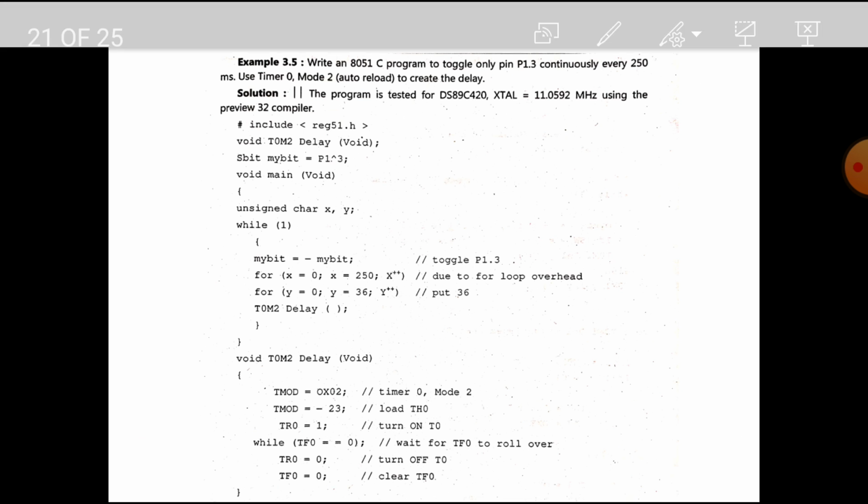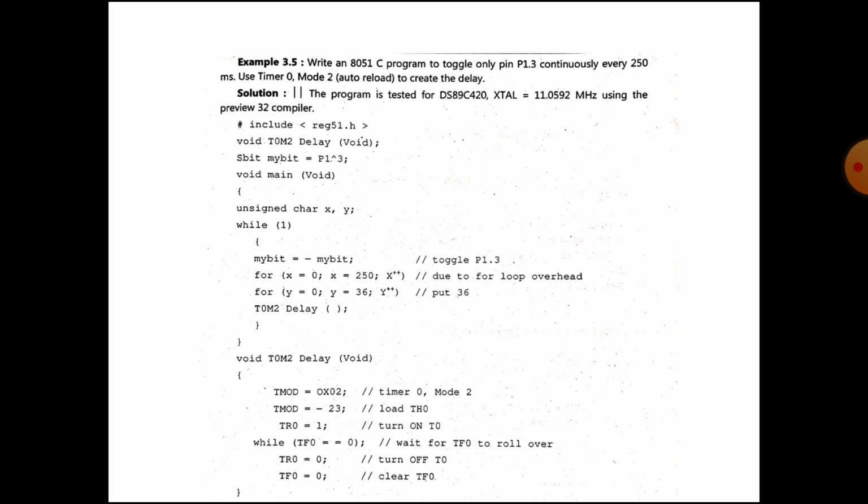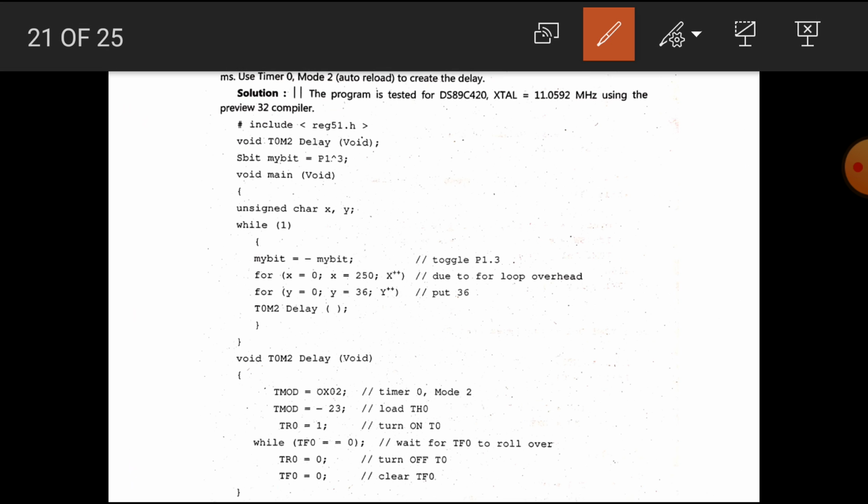Now let's see another example here. Write an 8051 C program to toggle only pin P1.3 continuously every 250 millisecond. Use Timer 0 mode 2 auto reload to create the delay. All the things are similar except the values loaded into the TMOD register. Now we have to use Timer 0 in mode 2, hence we have to give the value 0x02 for the TMOD register.